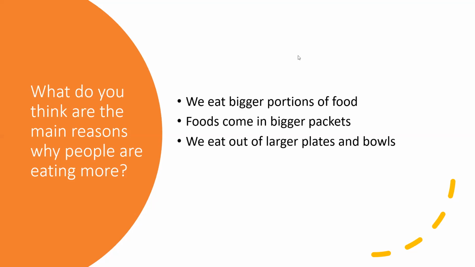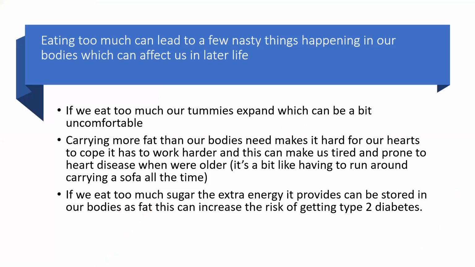So what do we think the main reasons are for why people are putting on weight? There's loads of reasons, but we've come down to 3 of the main reasons. We're eating bigger portions of food. Foods come in bigger packets as well, and we eat out of larger plates and bowls. So a lot of our food is coming in bigger sizes. There's also things like boredom and maybe, because of the lockdown, there's loads of different factors to why people are eating more. That's the thing to remember as well.